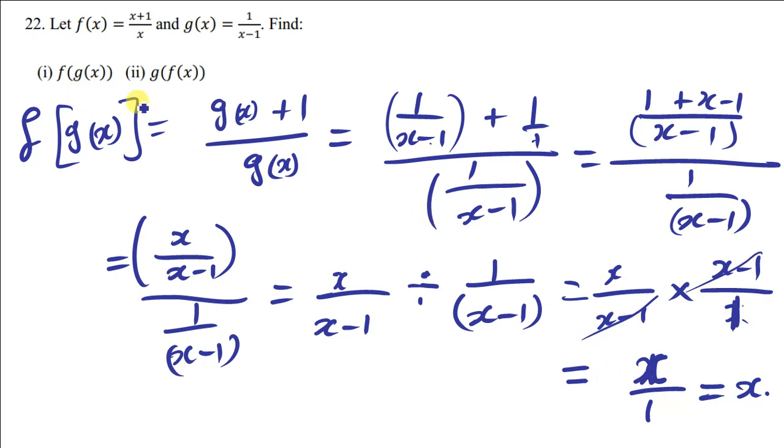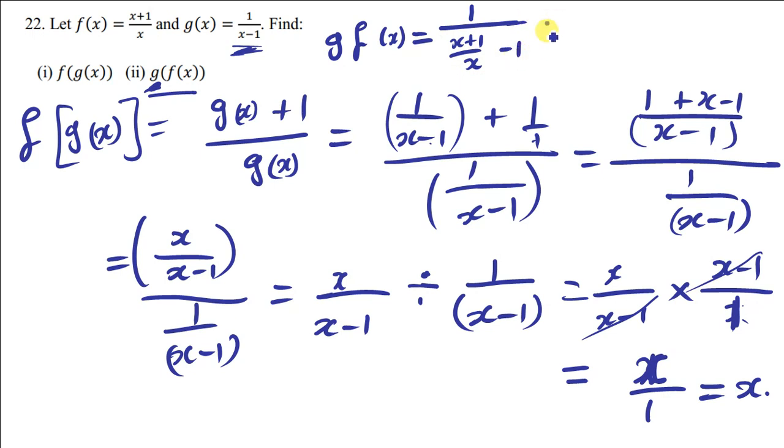So we do the same for g of f of x. g of f of x is also straightforward, meaning in g, where there is x, I'm going to put f of x. So in this expression, where there is x, I'm going to put x plus 1 over x, and then minus 1.